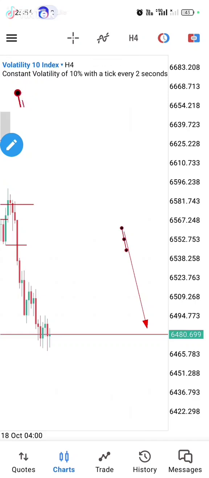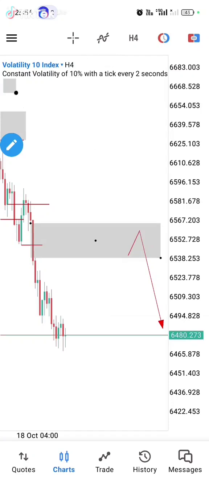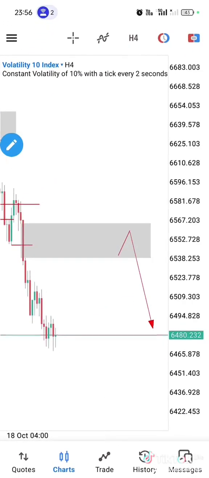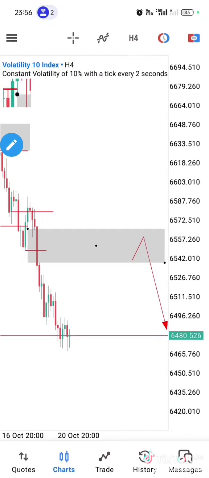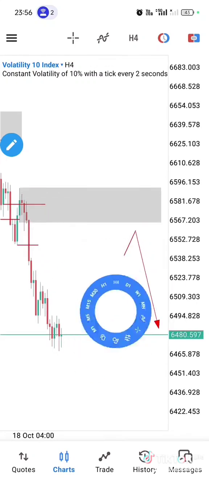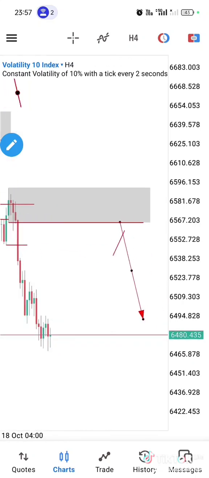What are the interest points right when it was dropping down? So we can first see that there is an imbalance right there. So price has to go and fill in the buys inside that imbalance, and also to hit the 4-hour order block. So we might actually get a good sell if or when price returns to the 4-hour order block.